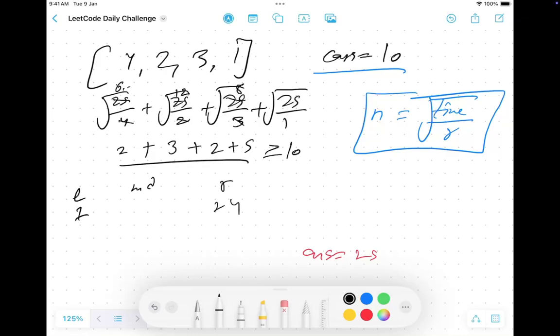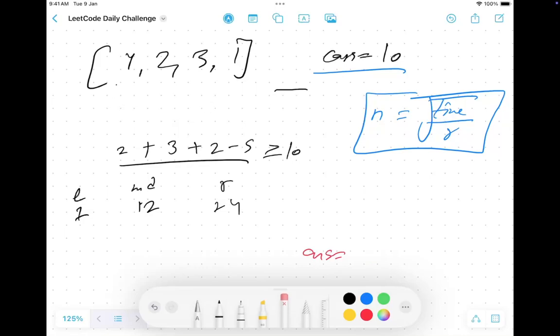Again find your mid. Again find what will be our answer. Half of 25 is 12. So 12 is also a valid answer. Let me give you a shortcut. We don't need to calculate it. 25 is still a valid answer.